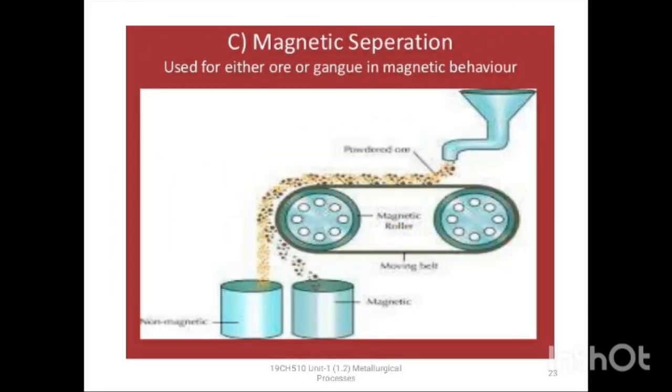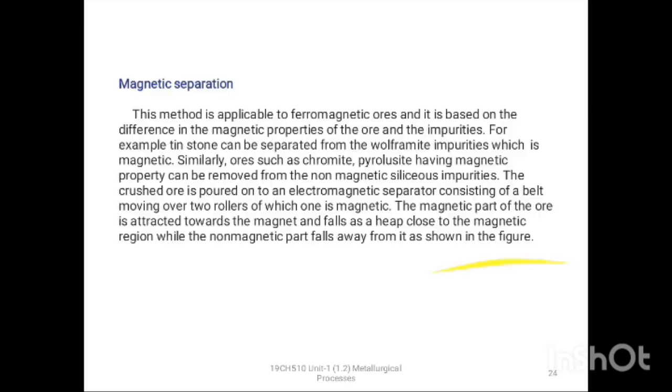So here we are able to separate these two. The condition is that either the gangue or the ore material should be magnetic, and the other one should not be magnetic. This method is applicable to ferromagnetic ores, and it is based on the difference in the magnetic properties of the ore and the impurities. For example, tin stone can be separated from wolframite impurities, which is magnetic.